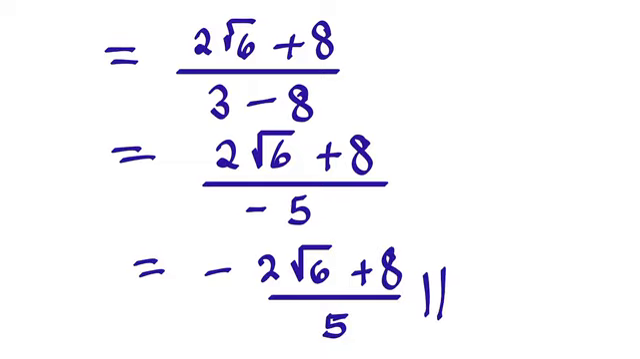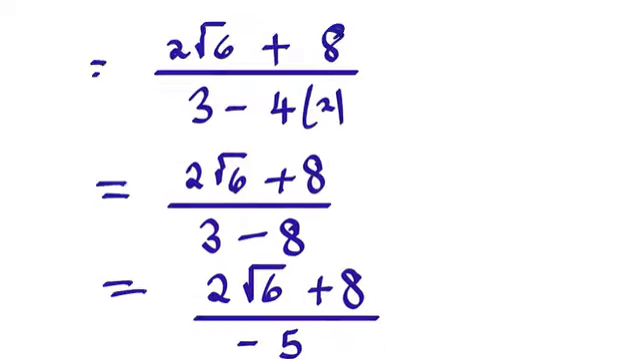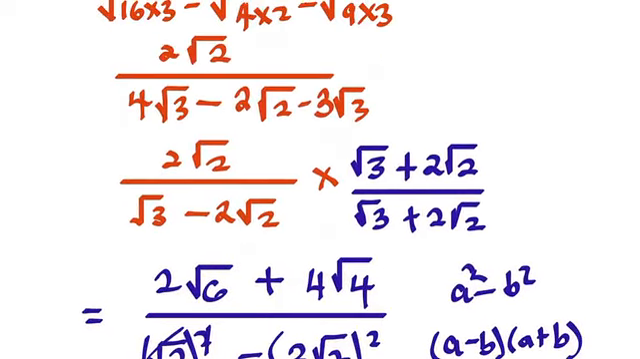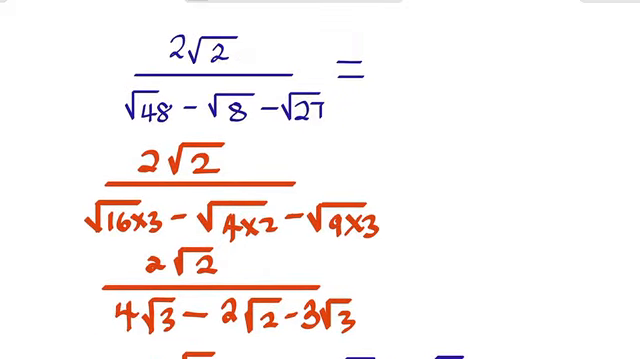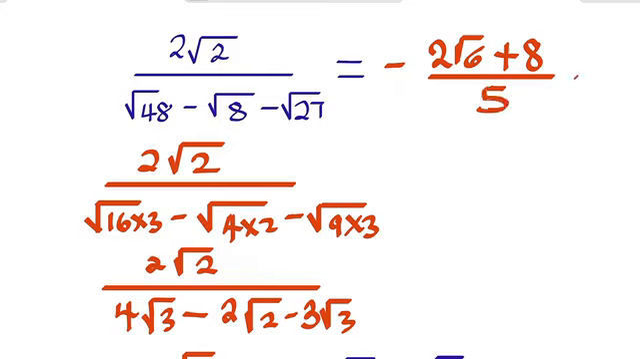That is our solution. Alright, so we're going to have our result here. Everything here, we're going to have it to be minus 2 root 6 plus 8, then divided by 5. So that's the solution to the problem.